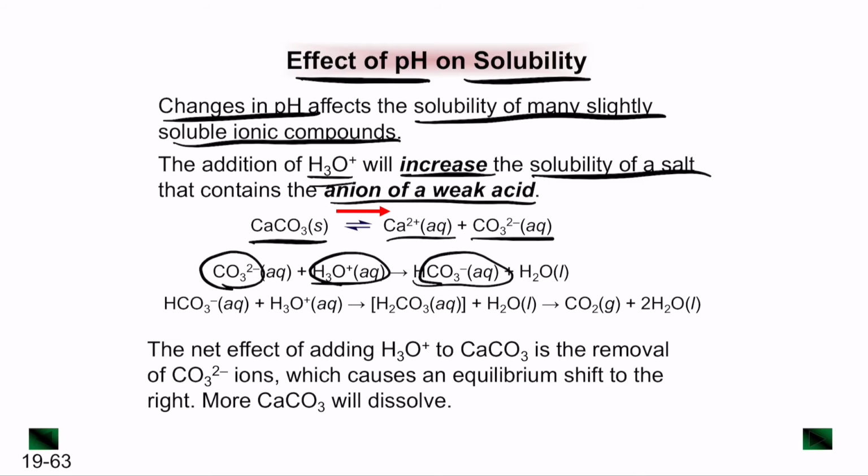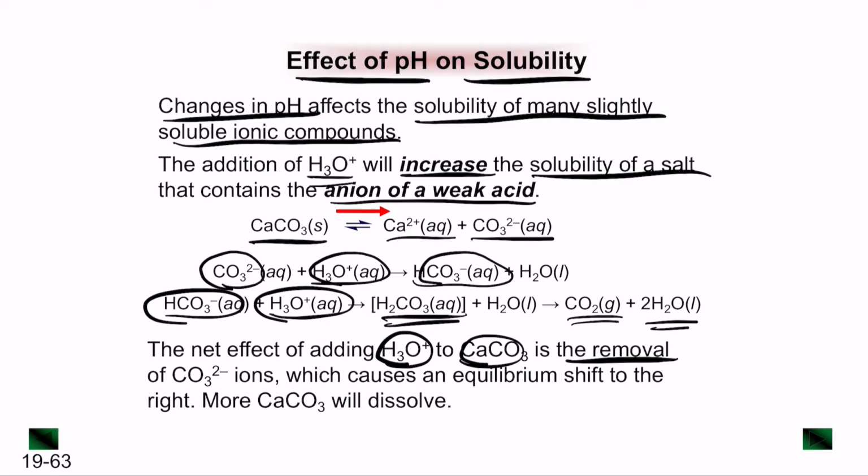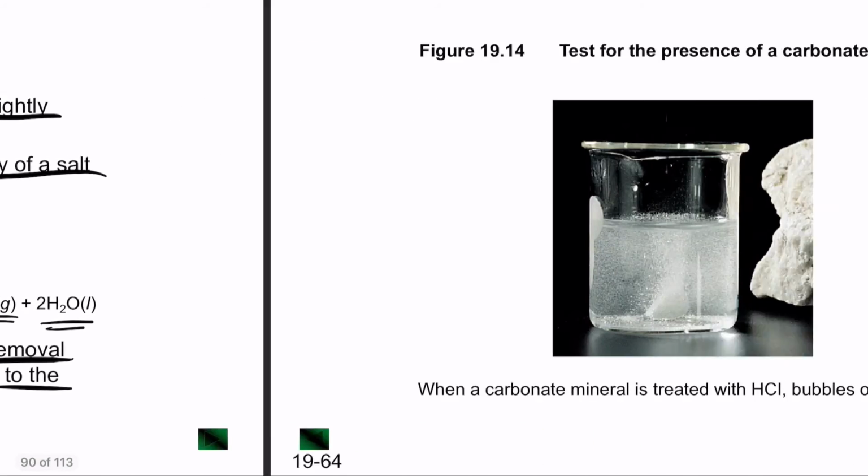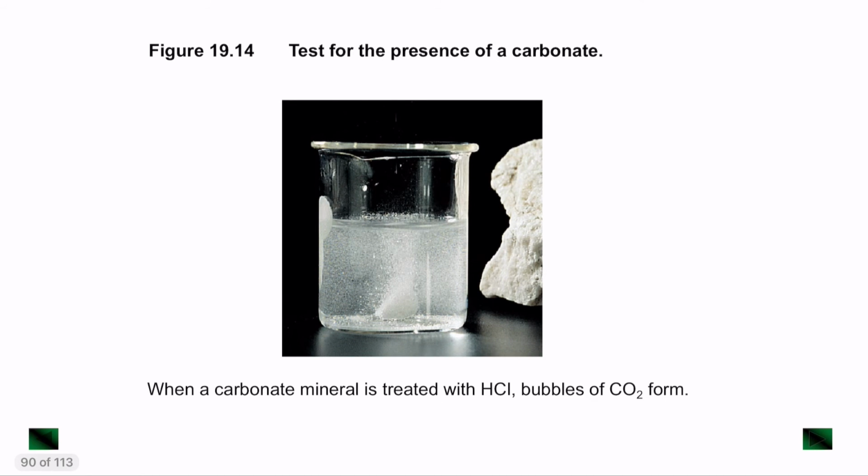which increases the chances of having a much more soluble salt. The bicarbonate again reacts with H3O+, resulting in aqueous carbonic acid, and then finally results in the release of carbon dioxide and water. The net effect of adding H3O+ to CaCO3 is the removal of carbon dioxide, which causes an equilibrium shift to the right, so more CaCO3 will dissolve. So this is the idea behind how pH affects solubility.